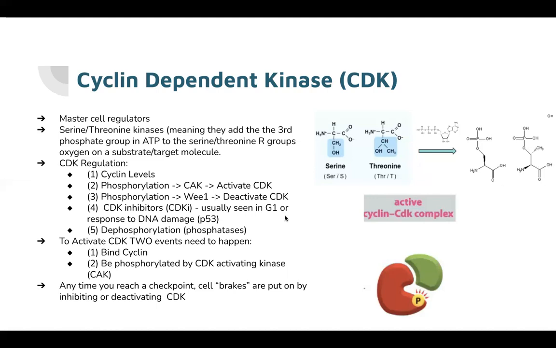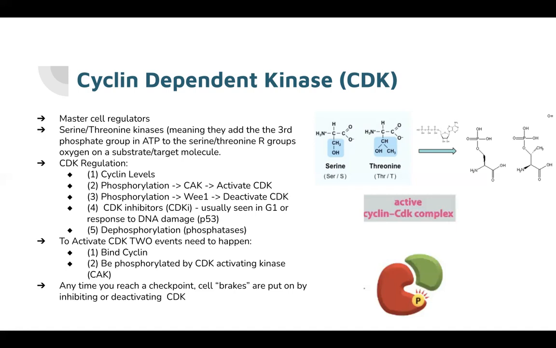So we have a couple different ways we can regulate CDK. We can regulate CDK through cyclin levels, through transcription of cyclin and the amount of cyclin within the specific stage of the cell cycle. We can also regulate CDK through phosphorylation, which we'll talk about through CDK activating kinase. And we can also have the phosphorylation in reverse through WEE1, which actually deactivates CDK.